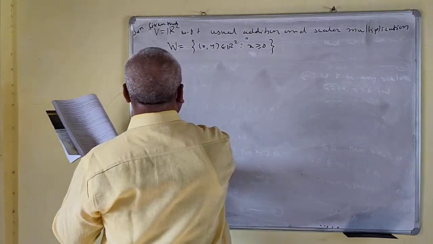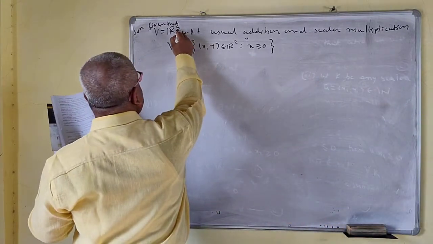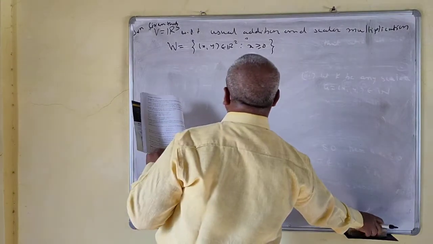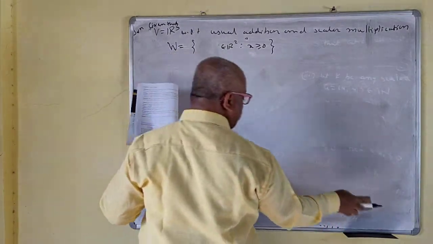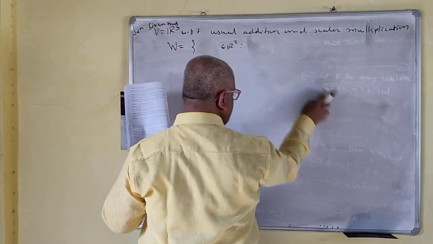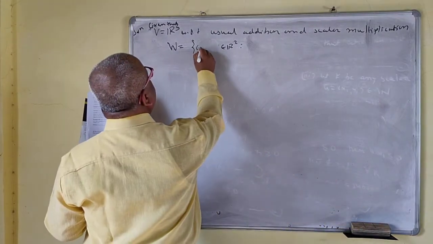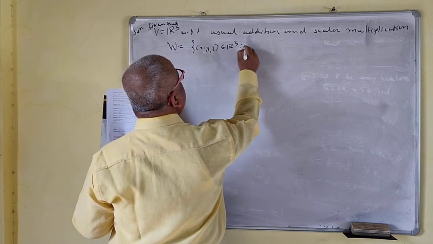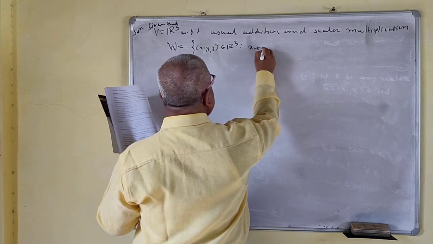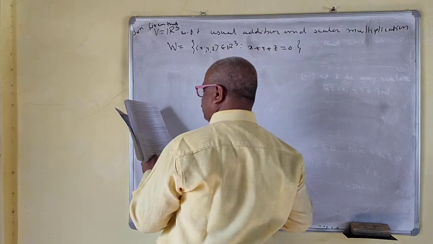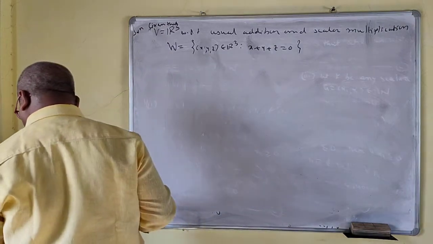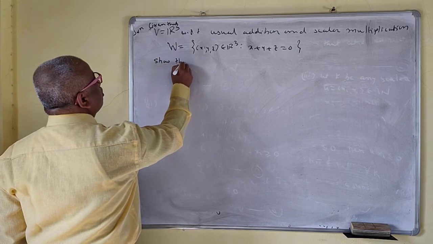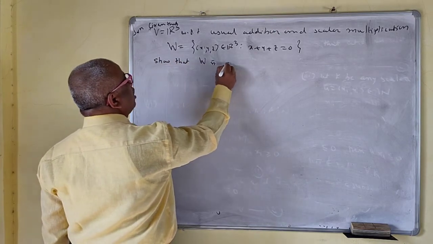We'll take the next problem. Let V is equal to R3 be a vector space with respect to addition and scalar multiplication. W is equal to the set of (x, y, z) in R3 such that x plus y plus z is equal to 0. Show that W is a subspace of R3.